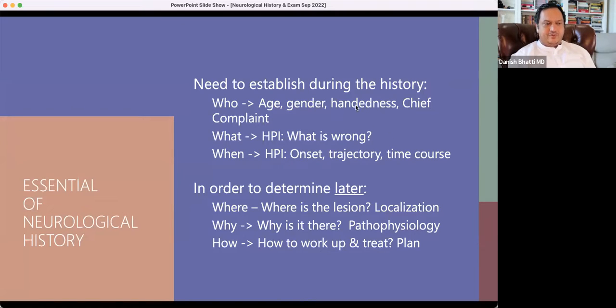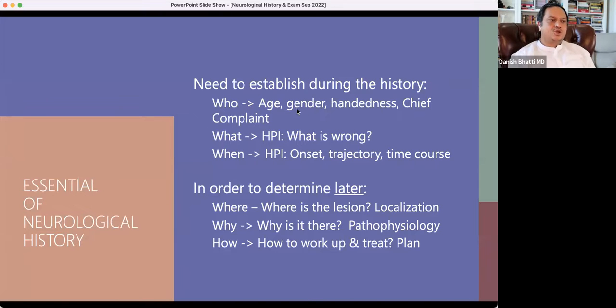All of that information is obtained because it will lead to determination of where the lesion is, which is the localization in neurology, what part of the nervous system; why the lesion is there, which is the pathophysiology, why they have developed this lesion; and then how you are going to approach it. So to answer where, why, and how, you have to go through who the patient is, what exactly is wrong in extensive detail, and exactly when all these problems started and how they have progressed.